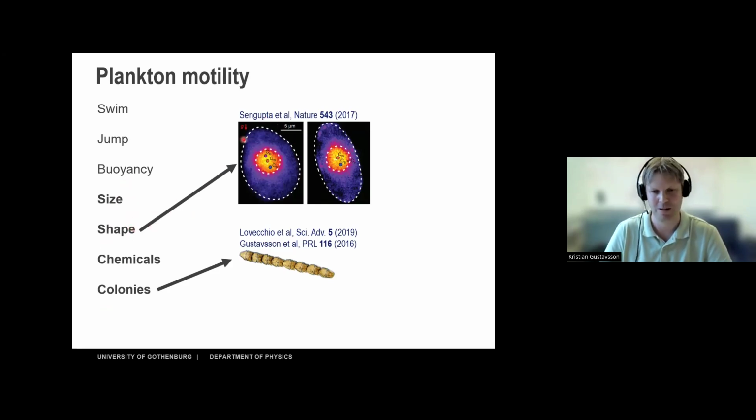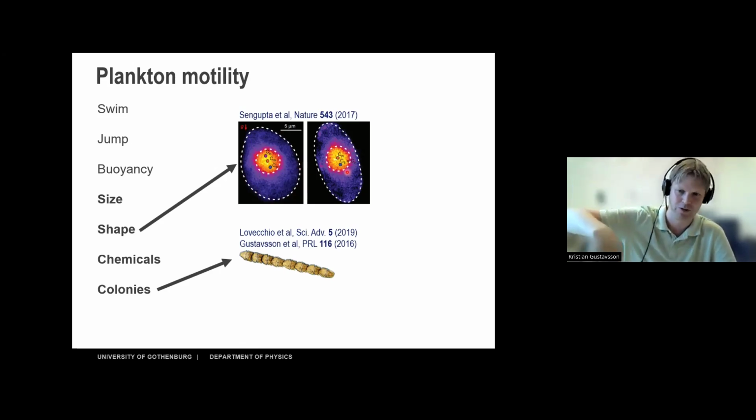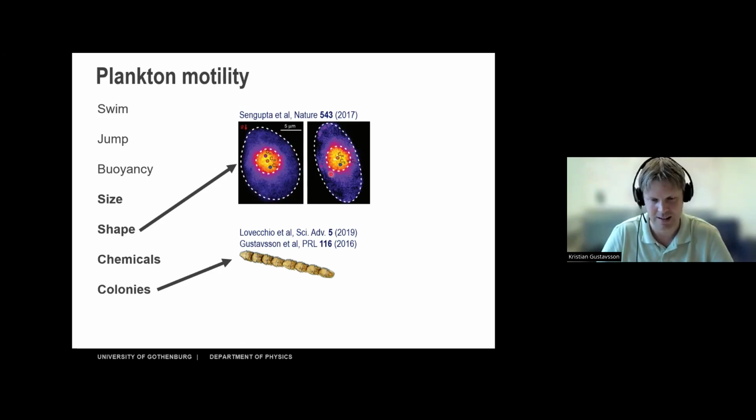So, for example, by changing the shape, swimming plankton can change the relative position of the center of mass and the center of hydrodynamic action, which changes the dynamics. So by changing the shape, it goes from something that swims upwards in general, so this is bottom heavy, so it swims upwards, to something that instead turns and swims downwards on average. And this is done to avoid dangerous regions in the flow.